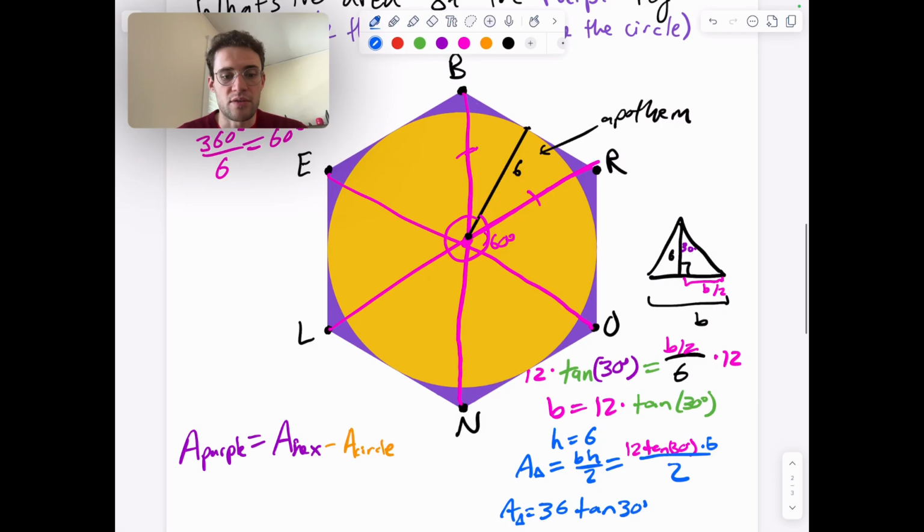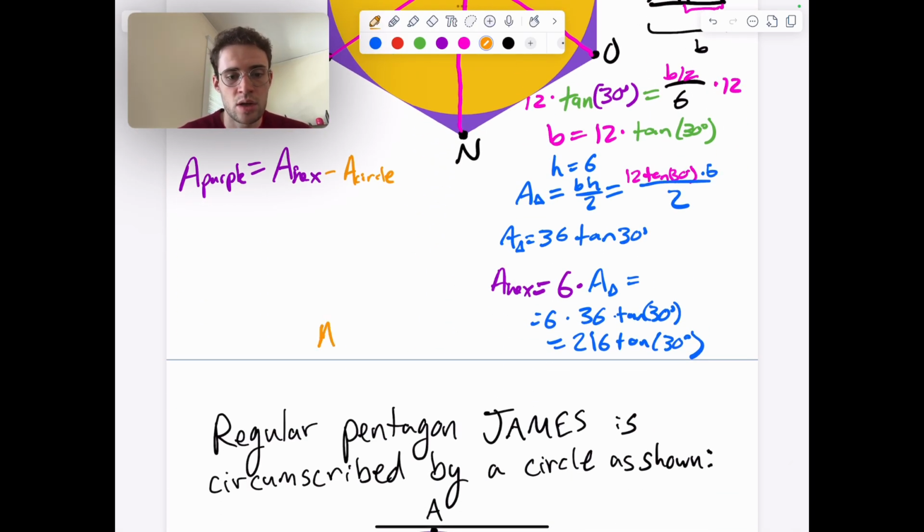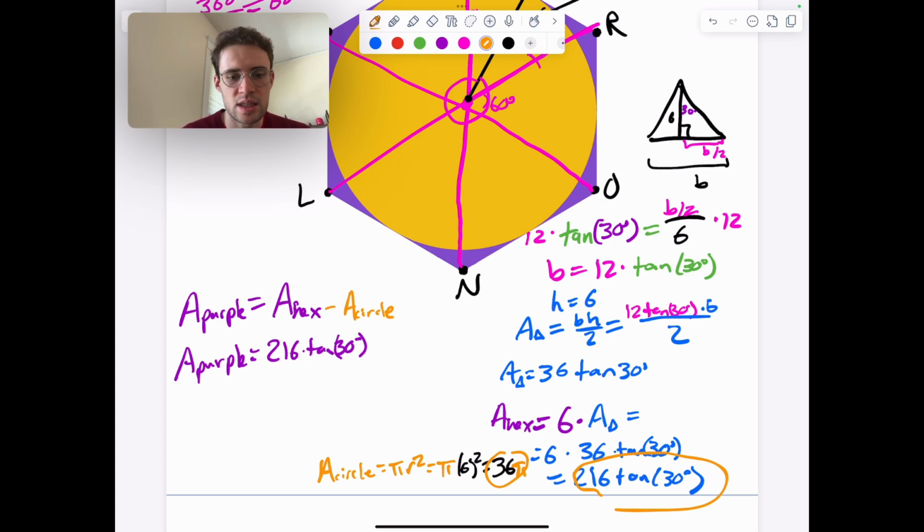If we want to find the area of the circle, because that's what we're going to have to subtract from the hexagon, we know that the area of a circle is equal to pi times the radius squared. In this case, the radius is 6, so that means we'll end up with 36 times pi. All right, so we're using this and this to plug into our area of purple equation that we wrote at the beginning. So the area of the purple is equal to 216 times the tangent of 30 degrees minus the area of the circle, which is 36 pi.